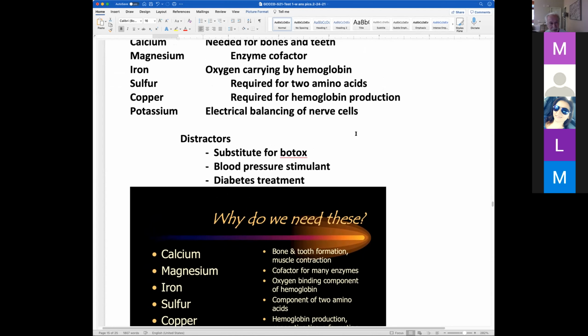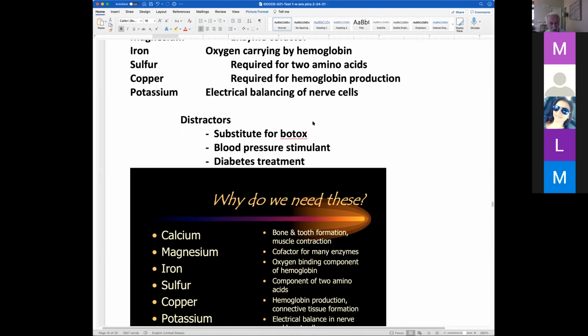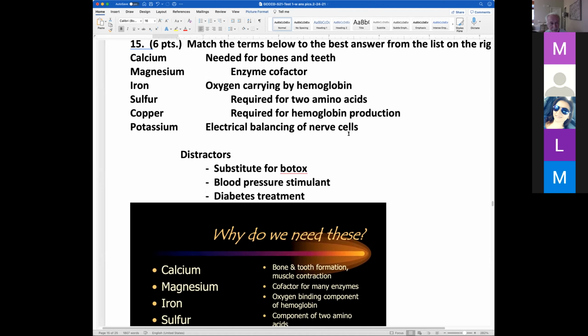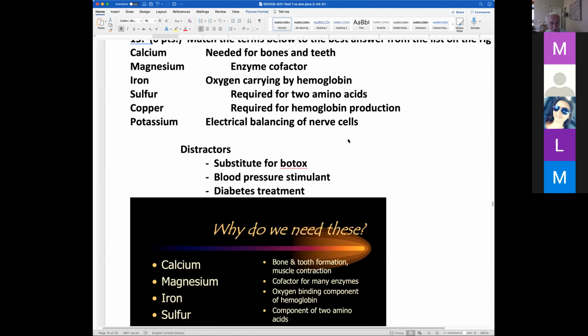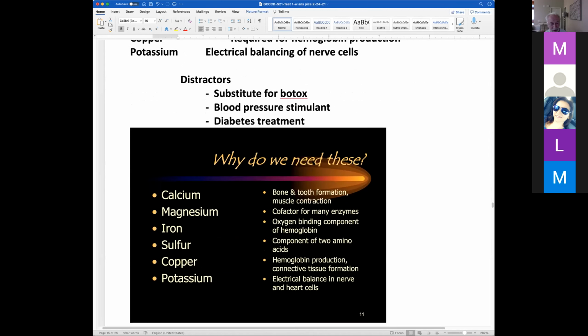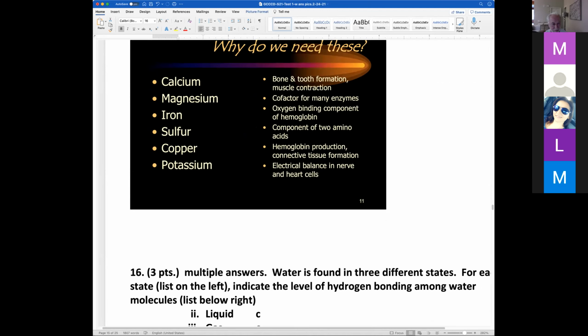Right. Copper is required for hemoglobin production, and potassium is for electrical balancing of nerve cells, and also for heart function. Yeah. So these are all correct statements. And where did we get them? It was from this slide that was taken directly from one of the lectures.